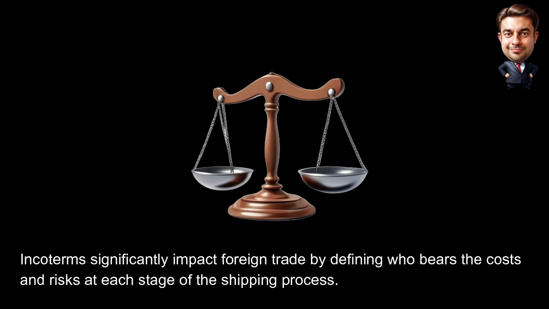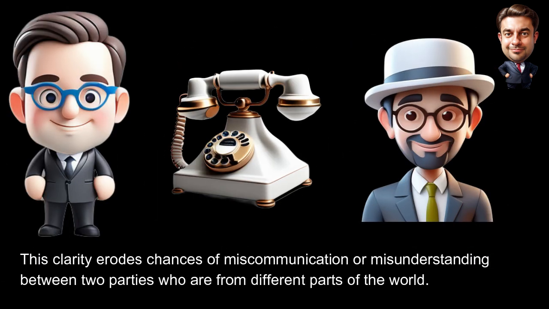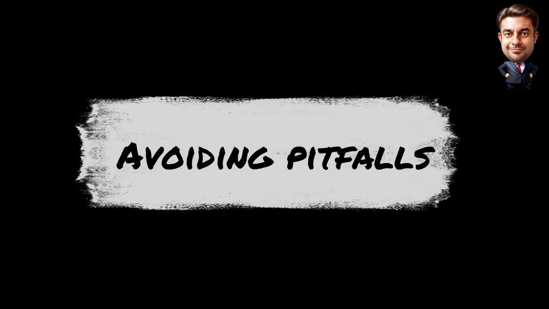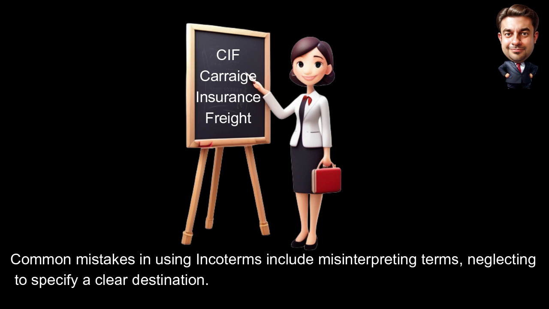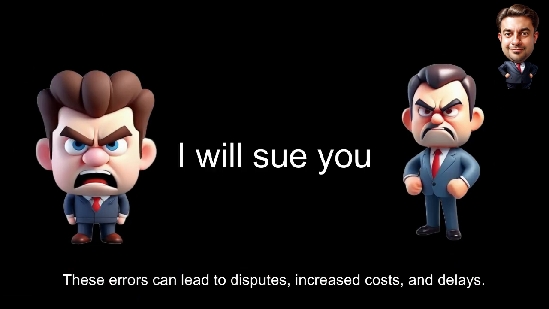Incoterms significantly impact foreign trade by defining who bears the costs and risks at each stage of the shipping process. This clarity reduces chances of miscommunication or misunderstanding between two parties who are from different parts of the world. Common mistakes in using Incoterms include misinterpreting terms, neglecting to specify a clear destination, and failing to account for insurance responsibilities. These errors can lead to disputes, increased costs, and delays.